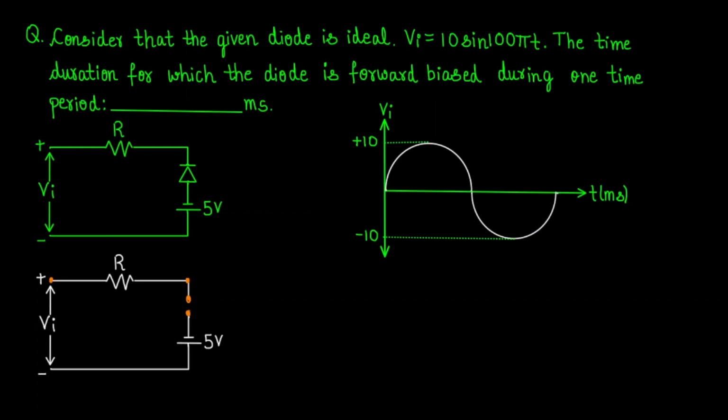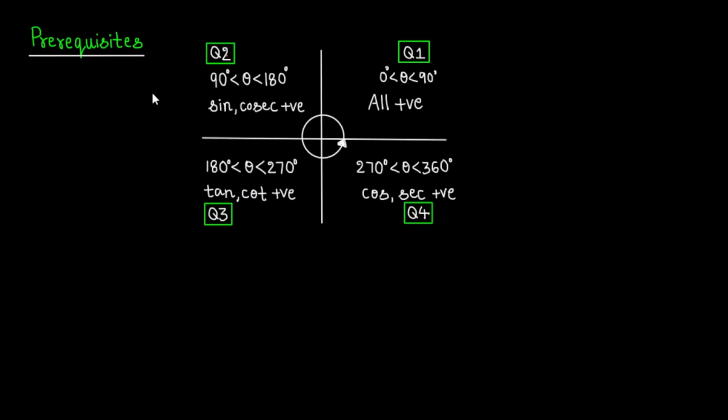So before we proceed, let us look at the prerequisites. To do this problem, we must remember the quadrant table of trigonometry, where in each quadrant it is specified which trigonometric functions are positive. In quadrant 1, all the trigonometric functions are positive. In quadrant 2, sine and cosec are positive. In quadrant 3, tan and cot are positive. And in quadrant 4, cos and secant are positive. So this will help us a lot in solving this problem.